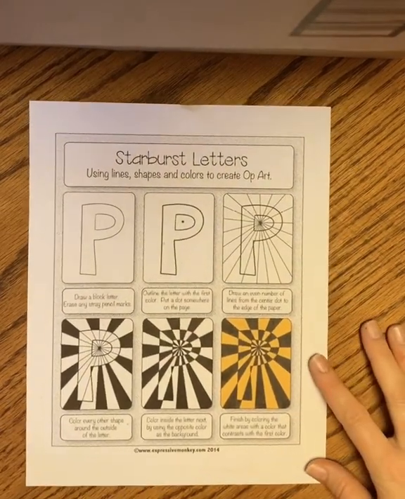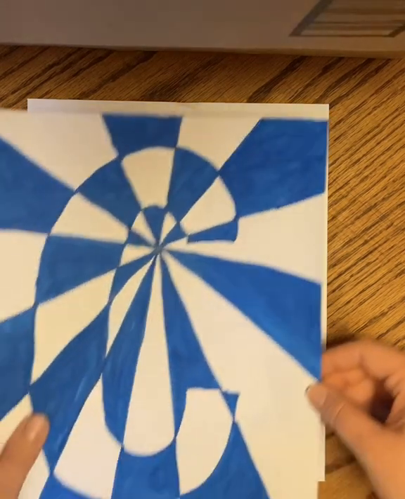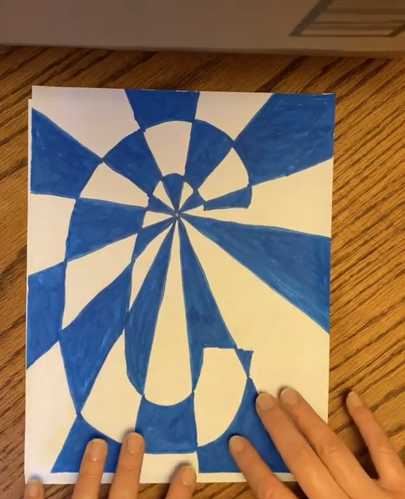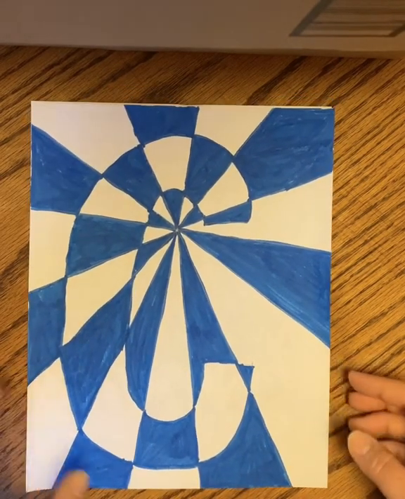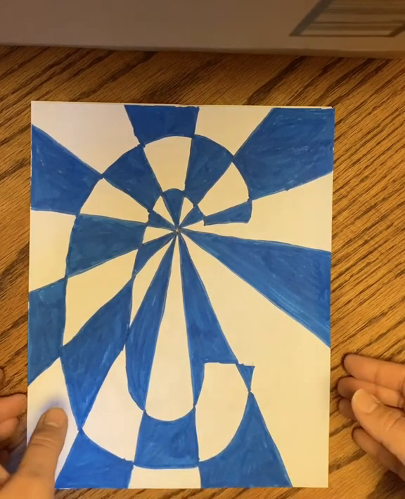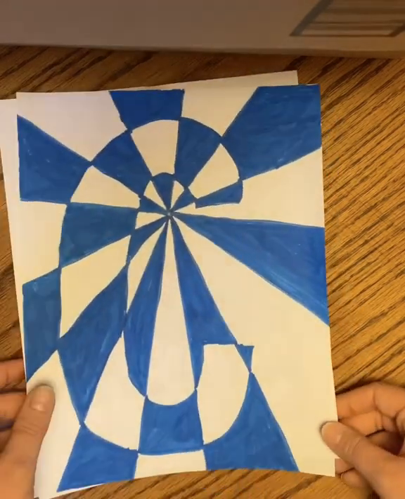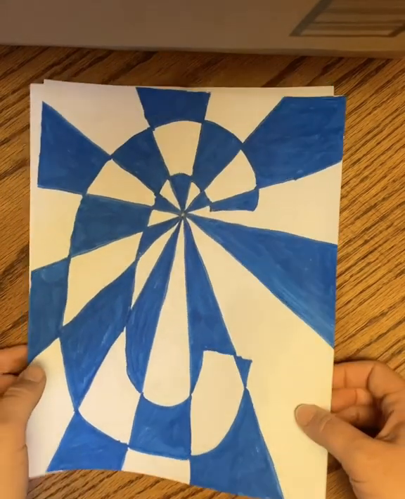Alright guys, for your practice, you can do just one color with white. So here's my example for the practice. This is going to go in the discussion. I want you to talk about what you think about the style of art and op art. And if you want a little extra, to add some brownie points, you can tell me who the artist is that we talked about.